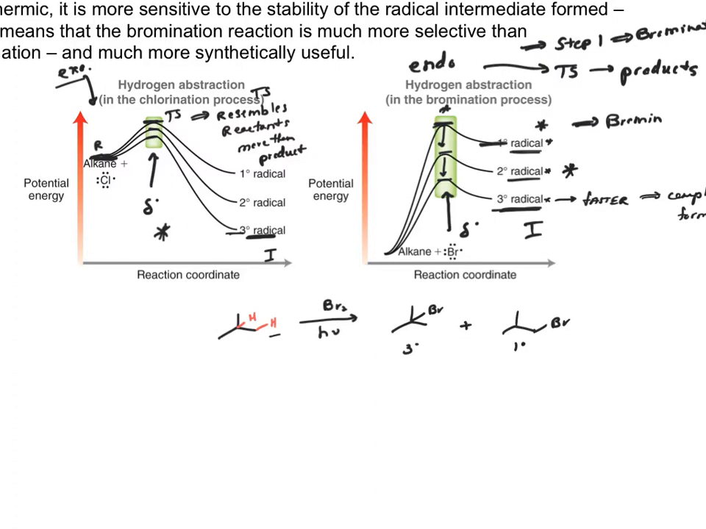Because bromine or this bromination is much more selective, we actually don't get any formation of this primary alkyl halide. We get essentially 100% formation of this tertiary alkyl halide, because these energy differences up here are so large because that first step is endothermic.